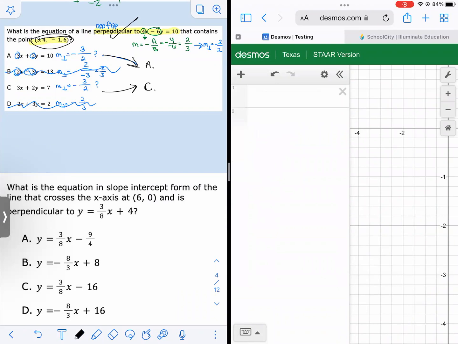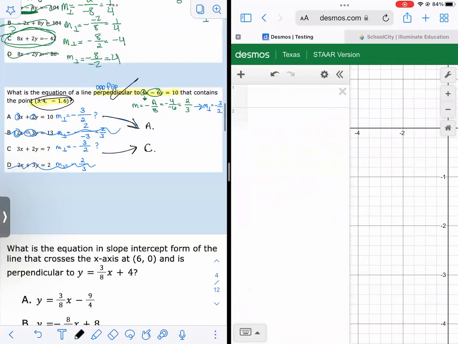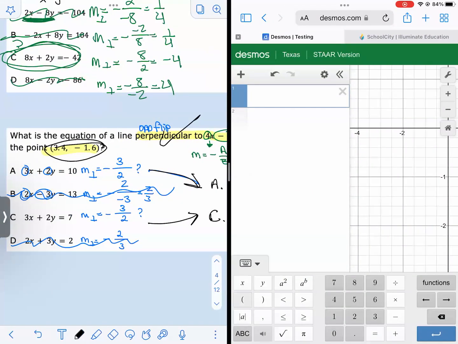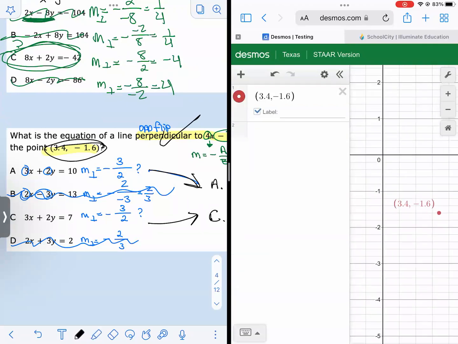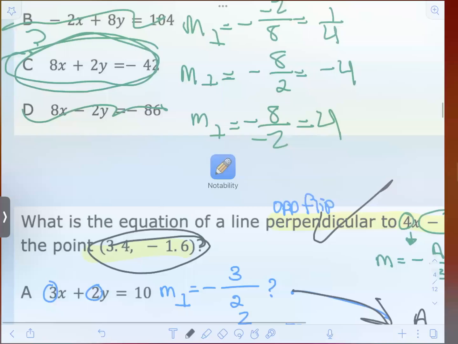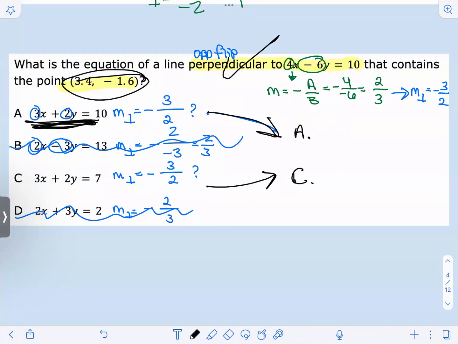So what I'm going to do here is I'm going to plot that point. Let's zoom in here. That point is 3.4, comma, minus 1.6. I'm going to label it, find it on your graph. I'm then going to graph each answer choice. Oh, just kidding. It's in standard form. I did the thing you guys are going to do. This is not y equals, so you cannot graph it.